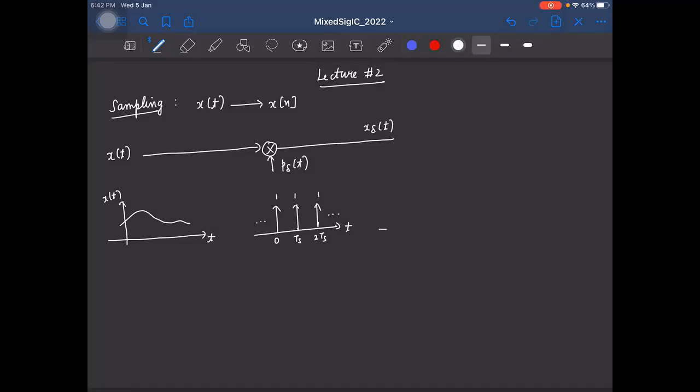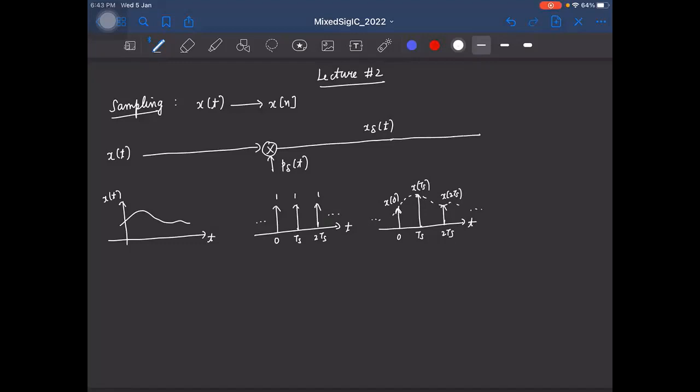And how does this look like? So we'll again have, let's say this is the envelope, the continuous time signal. So we'll have the same impulses at 0, ts, 2 ts. Just that the strength of these impulses will depend on the value of the signal x of t. So here it will be x of 0. Here the strength of this impulse will be x of ts. This will be x of 2 ts, and so on. Right?